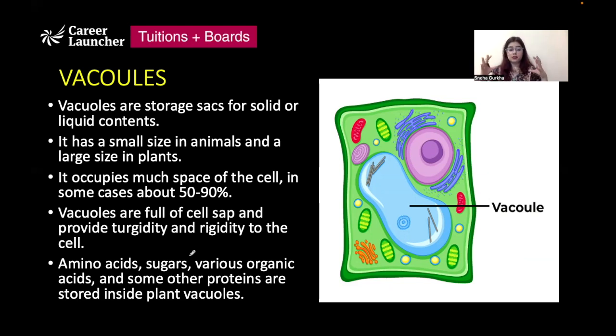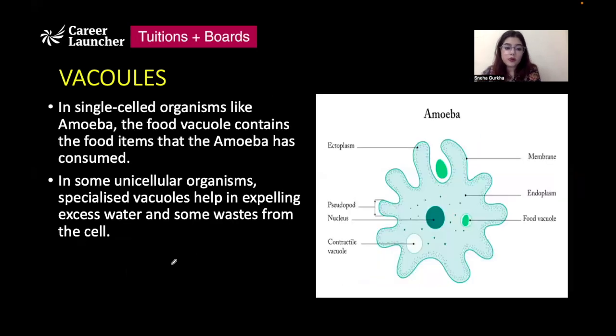Since it has so much cell sap in it, so many liquid things are filled inside it, it also provides turgidity and rigidity to the cell. It provides turgidity and rigidity to the cell. And various things can be present inside the vacuole. Certain waste substances, water, amino acids, sugar, organic substances, proteins, etc. They can be stored inside the plant vacuole.